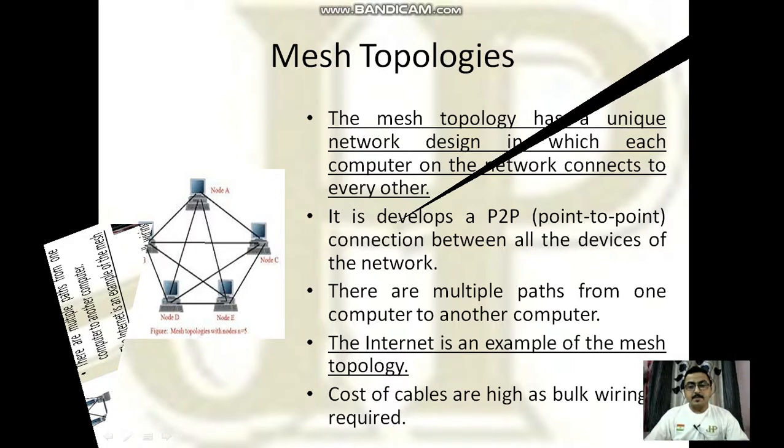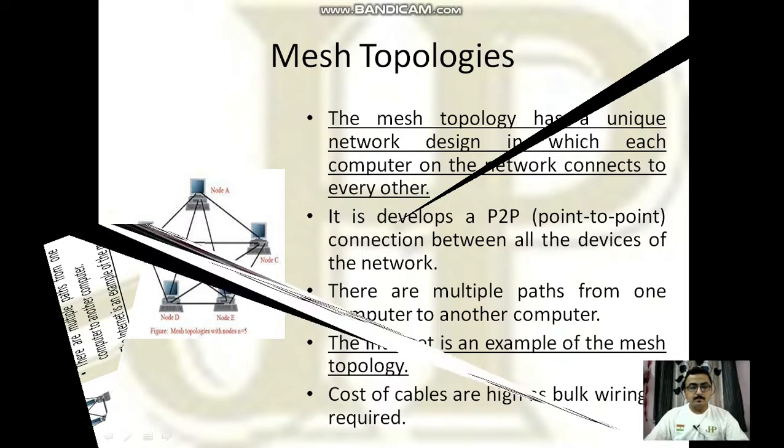There are multiple paths from one computer to another. How? The simple one is a direct connection from one device to another. But if we want to see other paths, then node A moves to node D and after that to node B. Node A moves to node C, then node B. Node A moves to node C, then E, then B. So there are multiple paths.